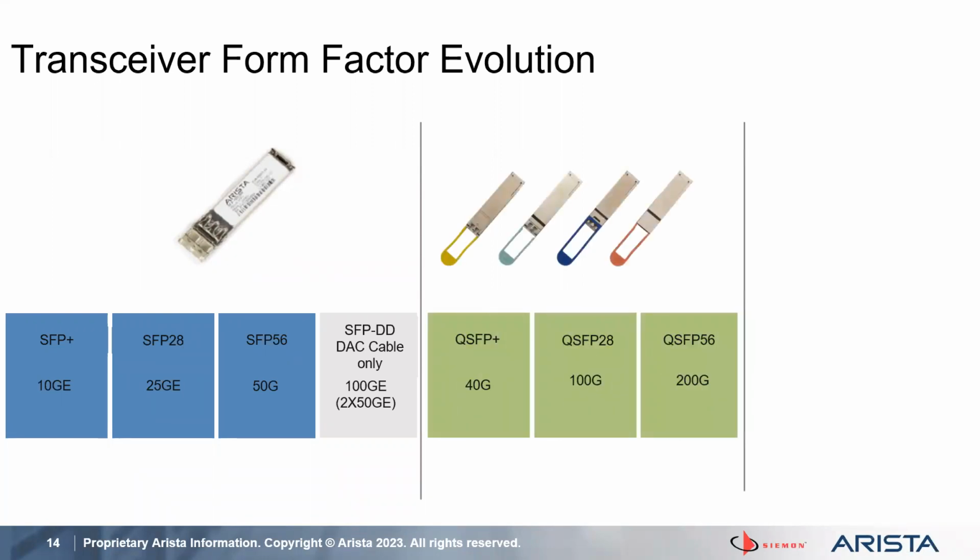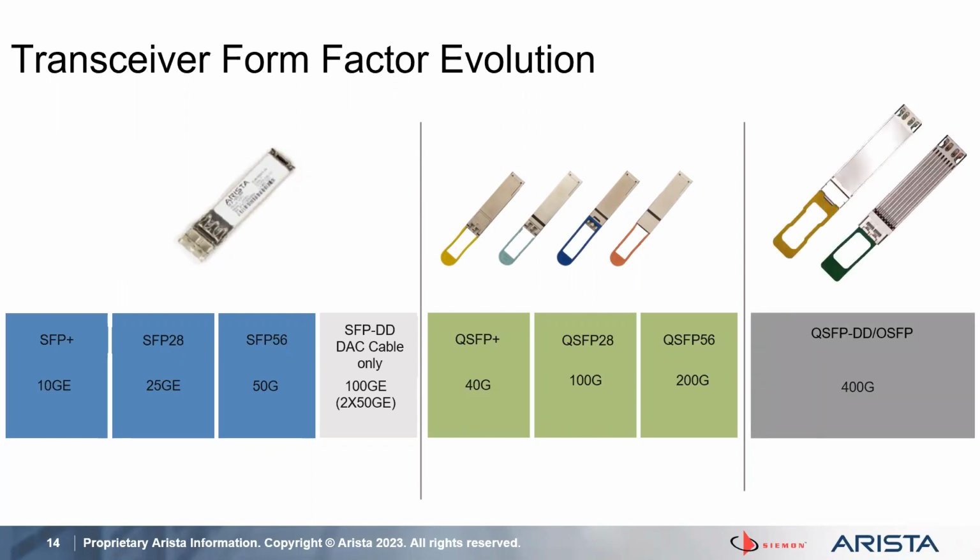Then the next family is the QSFP family. So it started with the Plus for 40 gig, moved to the 28, and the 56 for 200 gig. And then, as Sam mentioned, it's been about 2.5 years roughly that the new 400 gig form factors came out, the DD and the OSFP. And as we've talked about, Arista does offer both of those options.